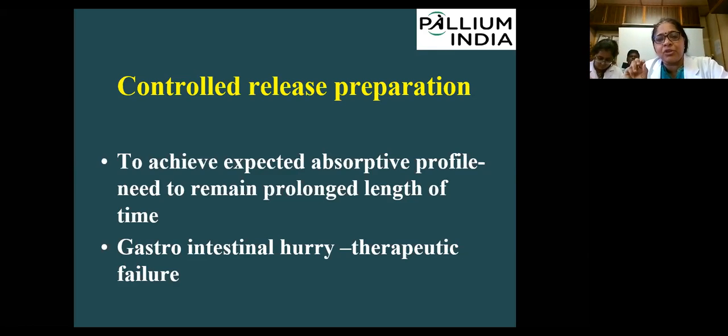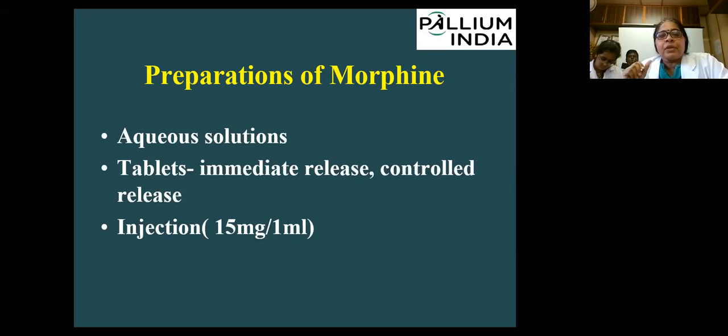So these are things that you need to be careful about while you're prescribing. Next slide, please. And what kind of preparations of morphine do we have? We have aqueous solutions, but I don't know about Kerala, but I think it's available only in Kidwai as far as the other states in the country go.